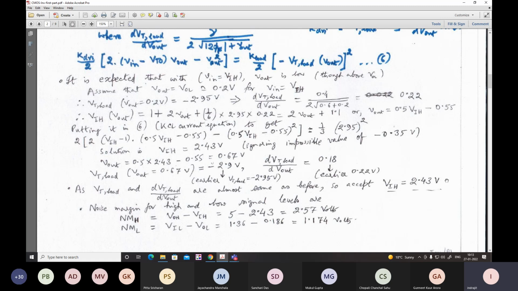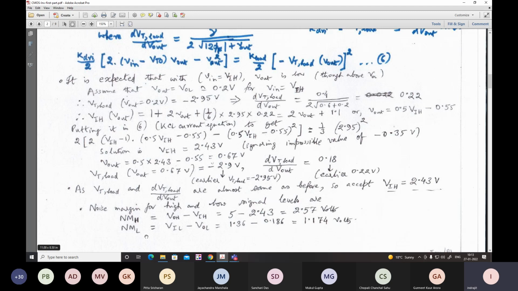So the stabilized values of the salient voltages are VIH equal to 2.43, VIL was 1.36 volt, VOL is 0.16, and VOH equal to 5 volt. As you can see, we can calculate the noise margin. VOH minus VIH equal to 2.57, and NML equal to 1.174, the noise margin on the lower side.